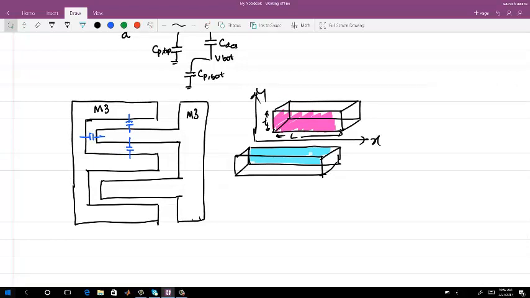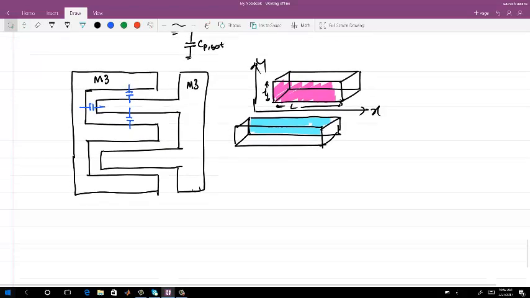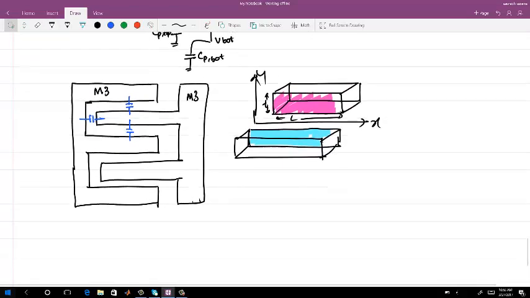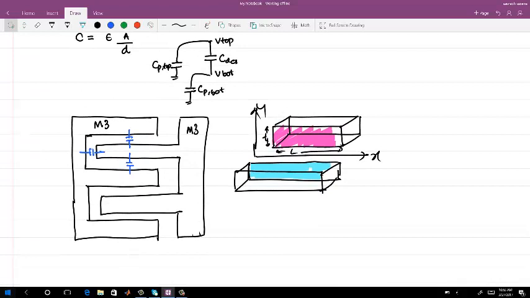I can have on top of that M4, right? And I can have on M4, and then I can combine M4 and M3 and have more parallel plate capacitance also. So let me just see if I can. Fringe capacitance. Sorry, it comes to the fringe capacitance.